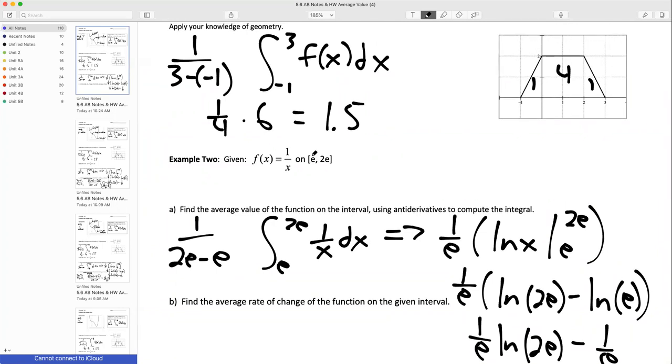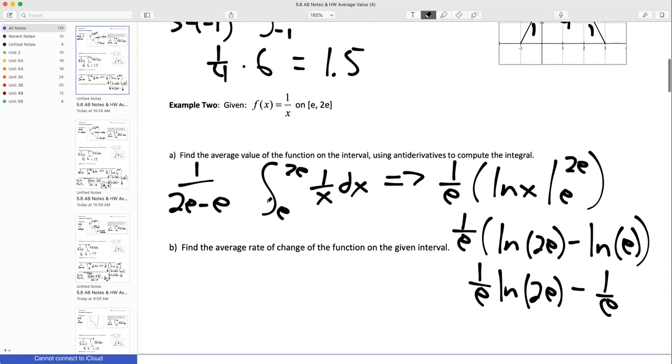When you anti-differentiate, when you integrate, all you're doing is finding the area under the curve. This second problem is saying the area under the curve in the first problem was 6. The area under the curve from e to 2e is given by this line, 1 over e times the natural log of 2e minus 1 over e. Conceptually, you are finding the area under the curve when you anti-differentiate, which is different from the fundamental theorem of calculus, which is what we just had the quiz over. But we'll get to that.